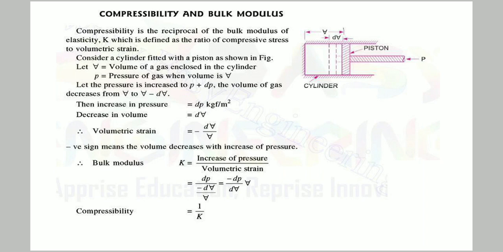Now bulk modulus is represented by capital K, and it is equal to increase of pressure by volumetric strain. So increase of pressure is dP and the volumetric strain is dV by V, which is of negative sign. So we get the final value, K equals minus dP by dV into V. So this is bulk modulus, and the reciprocal of bulk modulus is compressibility. So compressibility is 1 by K.